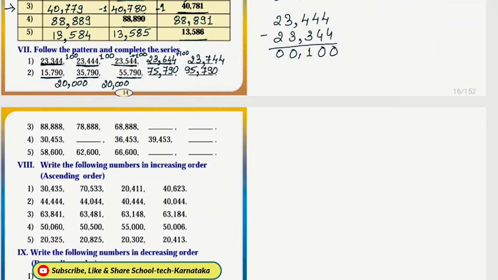In our next example, they have given us 88,888 and 78,888. When you compare these two, you can see that this is the greater number and this is the smaller number. And when we subtract this number and this number, we get 10,000.